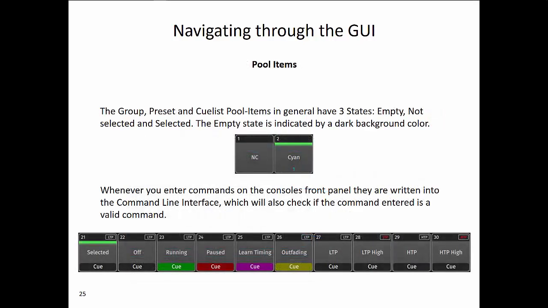Now more about pool items. The group, preset, and QList pool items in general have 3 states: empty, not selected, and selected. The empty state is indicated by a dark background color. Whenever you enter commands on the console front panel, they are written into the command line interface, which will also check to see if the command entered is a valid command.